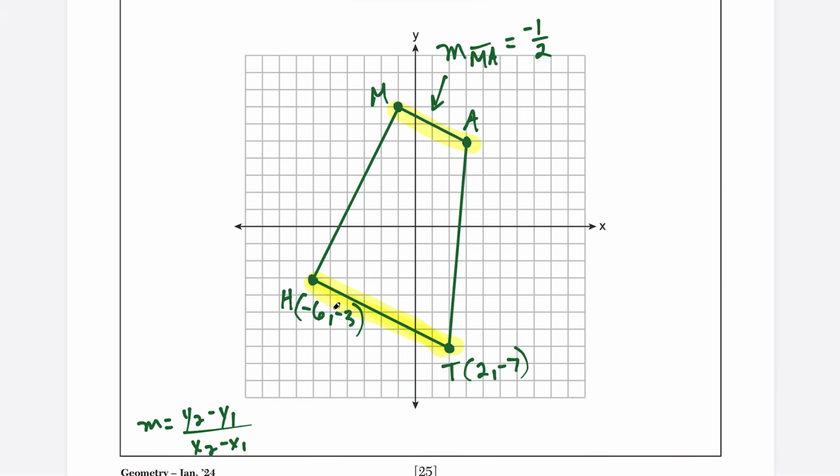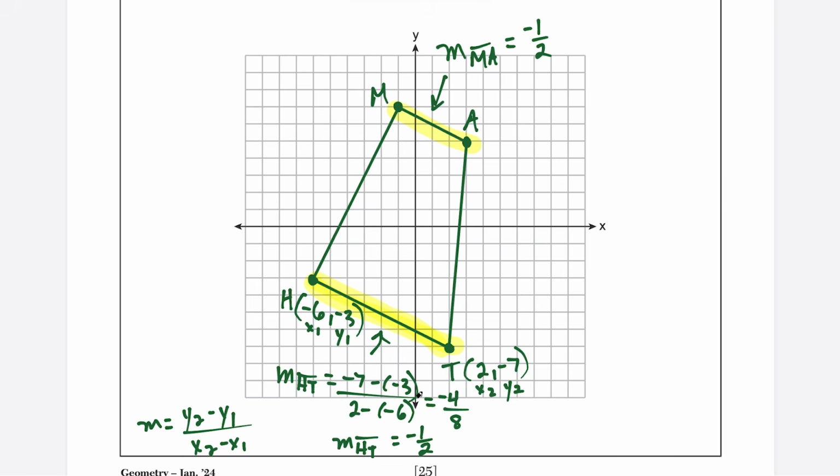If I plug these points into the slope formula to find the slope of line segment HT, I could say the slope of line segment HT is equal to, and now I'm just going to call this x1, y1, and I'll call this point over here x2, y2. So if I plug into the formula, we're going to have -7 minus -3 divided by x2 minus x1, so 2 minus -6. And now this is going to simplify to -7 plus 3 is -4 over 2 plus 6 is 8. So the slope of line segment HT is equal to -4 over 8, which reduces to -1/2.